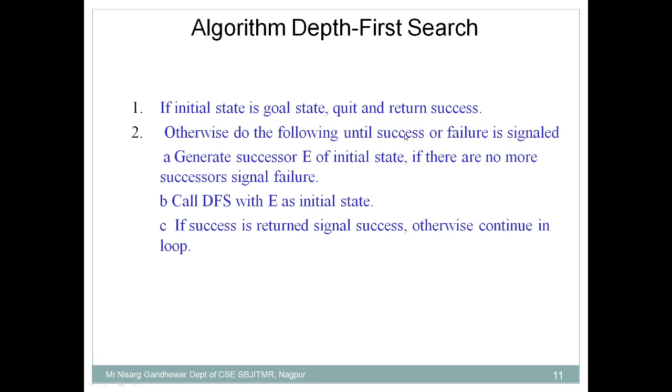Otherwise, do the following. Until success or failure is signaled, generate the successor of the initial state, whatever initial state you have considered. If there are no more successors, then signal failure. If success is reached, signal success, otherwise continue in the loop. That means you are continuously generating successors, and you continue this until you find the solution. Don't get confused.